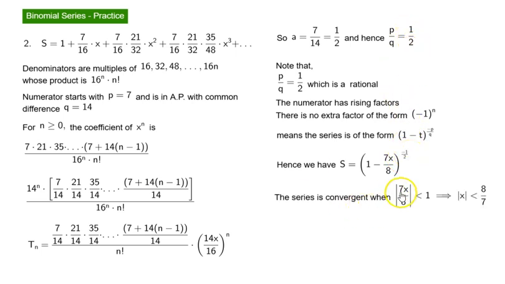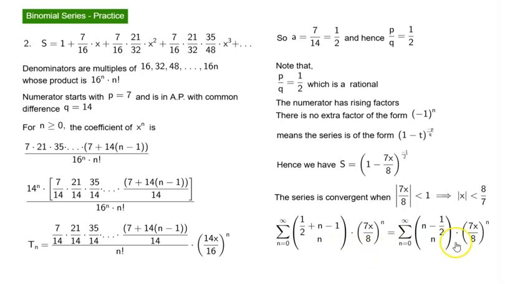The series is convergent when the absolute value of 7 by 8 x is less than 1, which implies magnitude of x is less than 8 by 7. And this again can be written in a much more compact form. So summation n equal to 0 to infinity of the binomial coefficient 1 by 2 plus n minus 1 choose n, times 7x by 8 to the power of n. Simplifying this, we get summation n equal to 0 to infinity of minus half choose n times 7x by 8 to the power of n. That was our second problem.